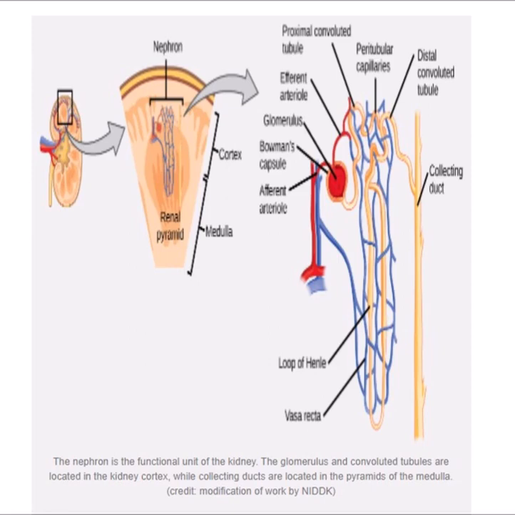The second part is called the loop of Henle. Henle is somebody's name, so it is capital H, Henle. The loop of Henle is also called the nephritic loop because it forms a loop with descending and ascending limbs that goes through the renal medulla.